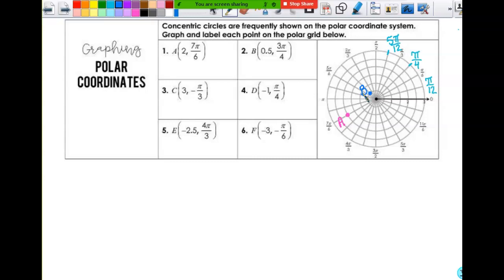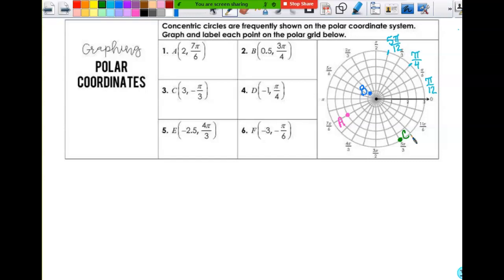All right. So number 3. We've got a negative pi thirds. What do you think that means? We go clockwise, right? So positive 3, I go to 3, and instead of rotating counterclockwise, it's a negative pi thirds. So I rotate here, and this is point C. Okay. Everybody good with all that?